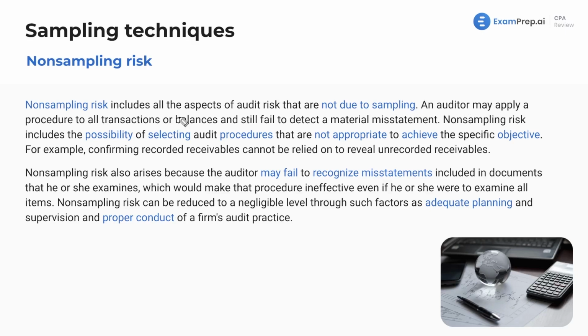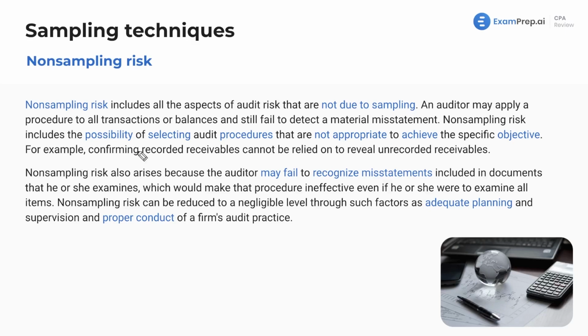An auditor may apply a procedure to all transactions or balances and still fail to detect a material misstatement. Non-sampling risk includes the possibility of selecting audit procedures that are not appropriate. So it doesn't have to do with the sample. It has to do with that you did the wrong procedures, right? You just did the procedures wrong, something like that.